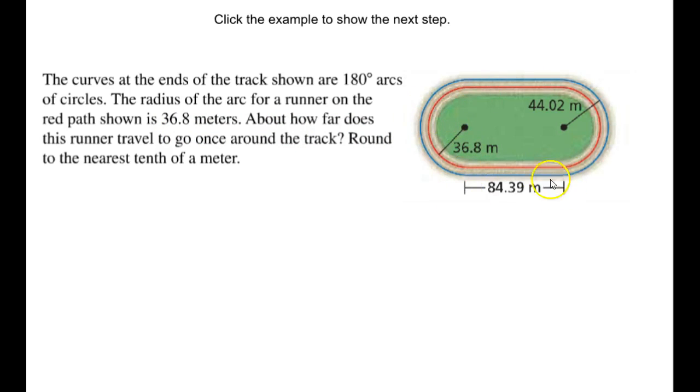Here I see I'm given the length of the straight edges, and I have to find this distance. One thing I know is that there are 2 of these curved ends, and each end is 180 degrees. So if I have both of them, that's an entire circle. I'm given the radius of my circle, and I have to find the entire distance.